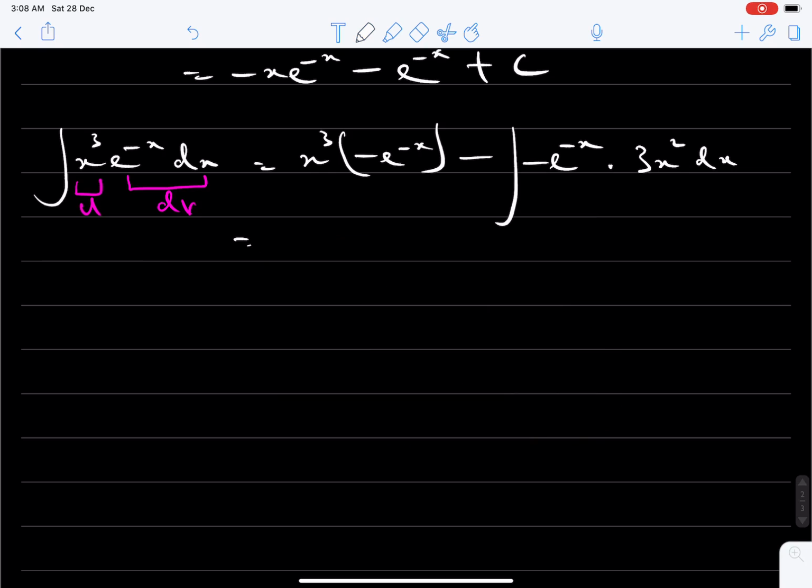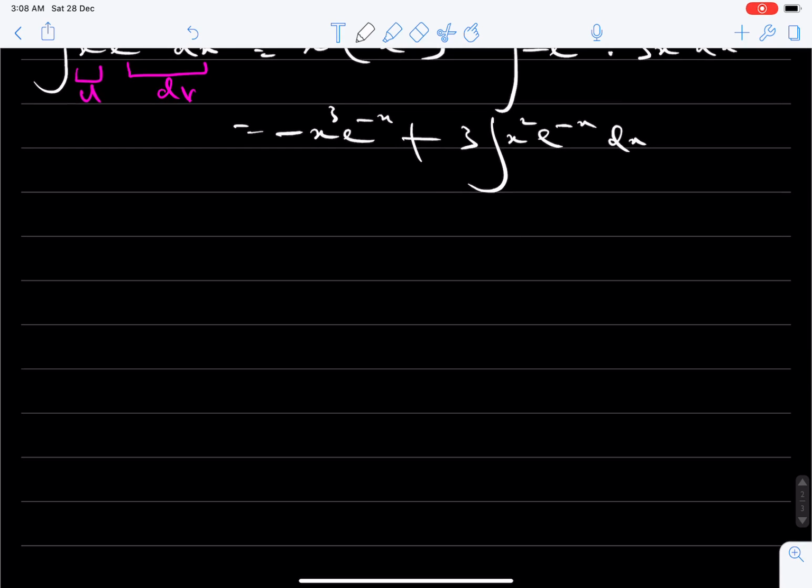Now we continue. We proceed. That means minus x cubed e raised to power minus x plus, I can bring out this 3 to make it plus 3 times the integral of x squared e raised to power minus x dx. And we can see that this is another product. X squared e raised to power minus x is another product, so we also integrate it by the integration by parts formula.